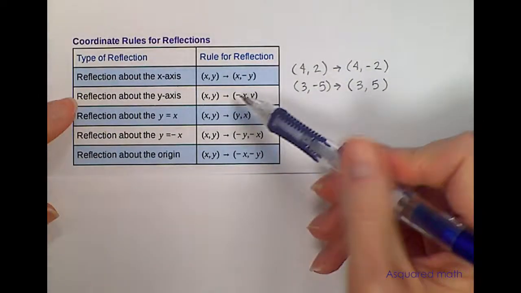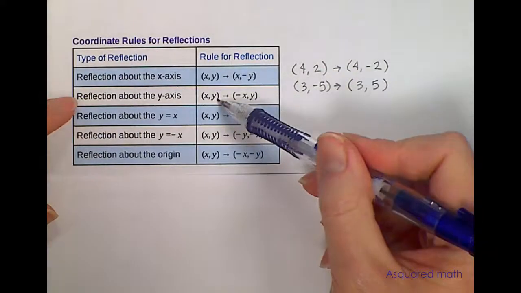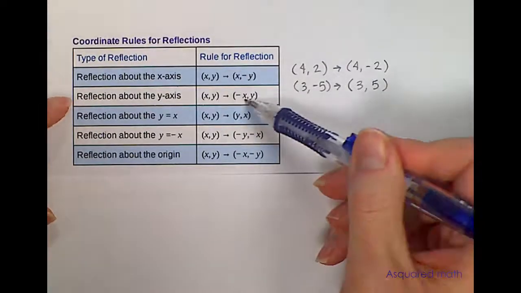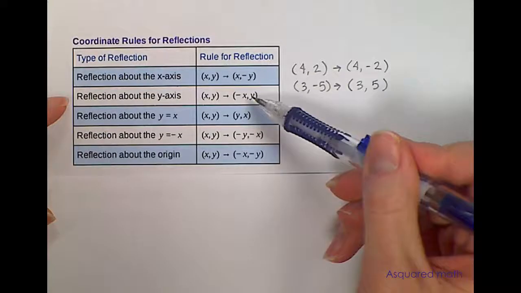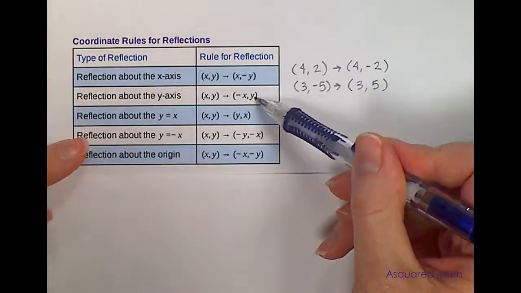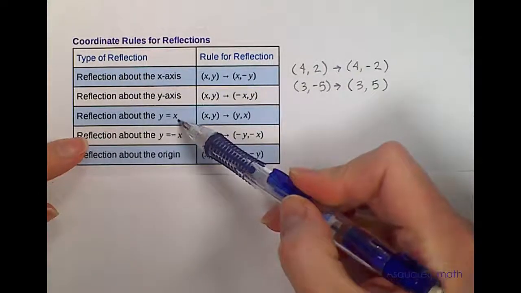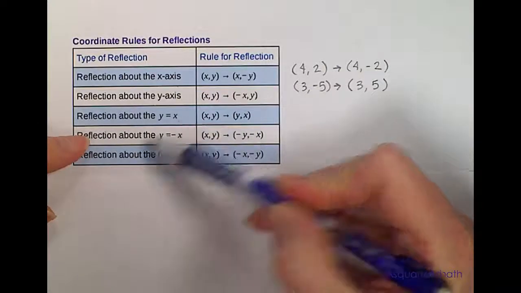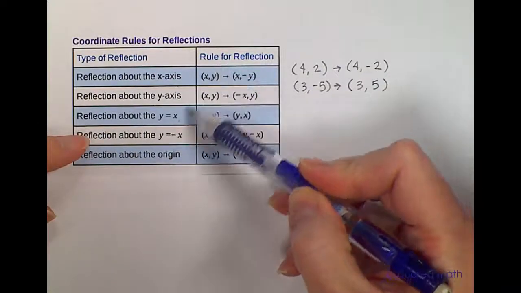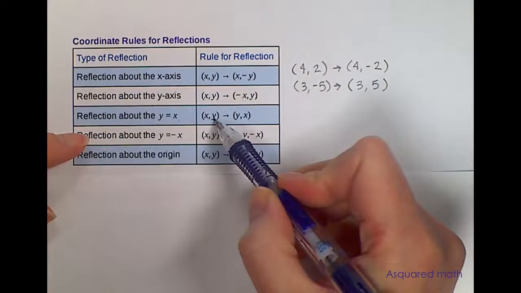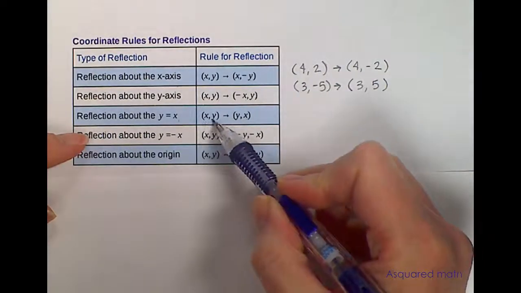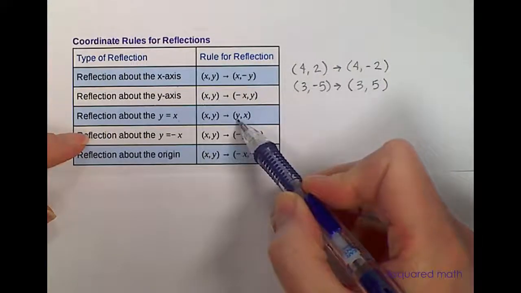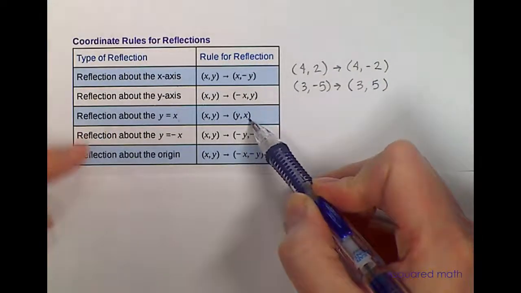The reflection about the y-axis says to take your original point and, for the reflected point, take the opposite sign of your x and keep your y value. If we're looking at a reflection about the y equals x line, which is that diagonal line on a coordinate plane, all you have to do is switch your x and y positions. So your original point turns into a new point with y comma x.